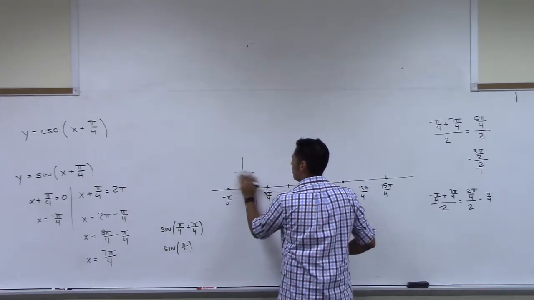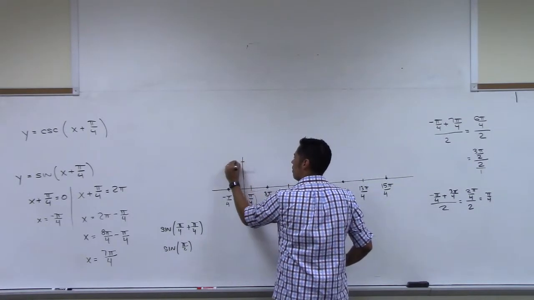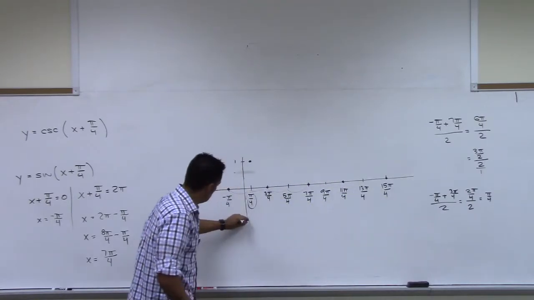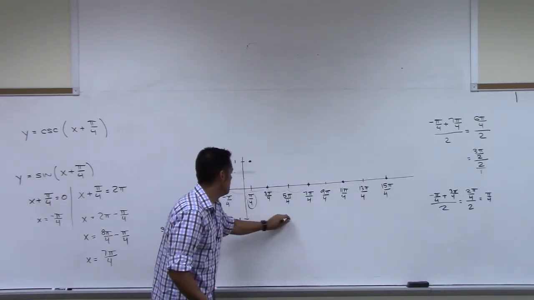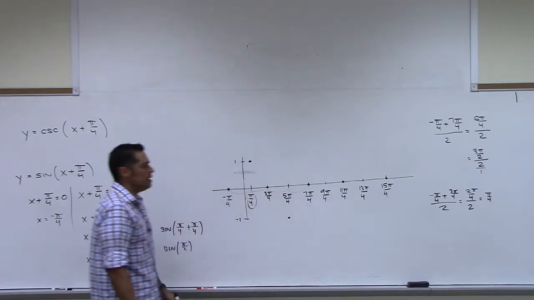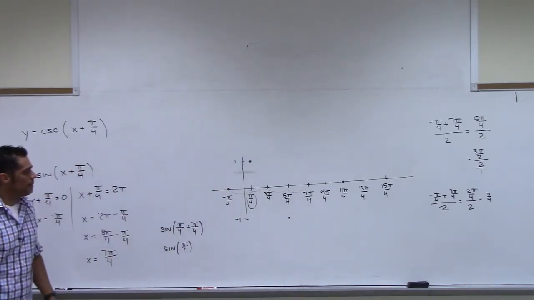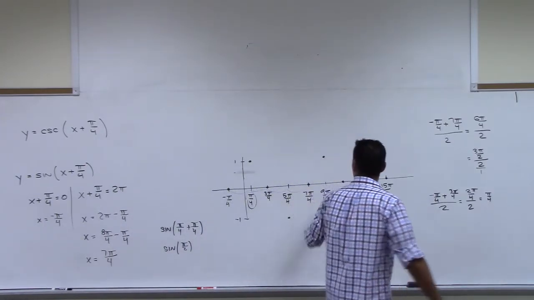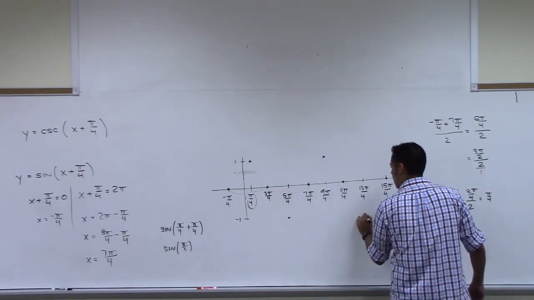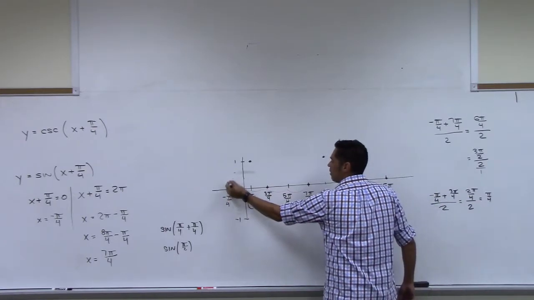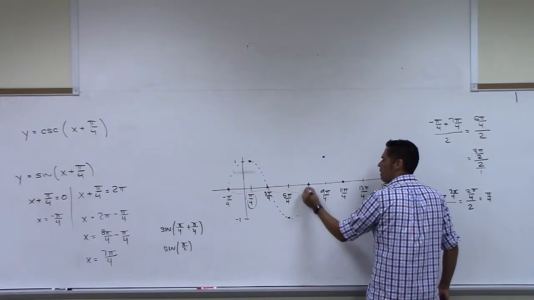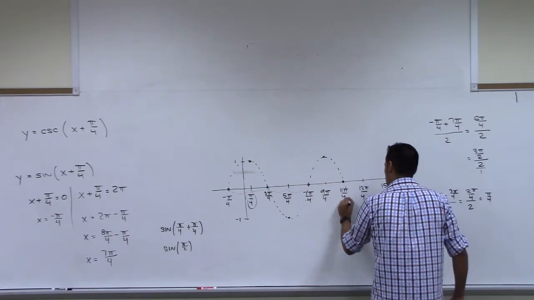Let me move this up just a little bit. 1. And then here, -1. And then what would it be at 9 pi over 4? 1. And then at 13 pi over 4? -1. And now I can draw my sine curve. Now I'm going to do it dashed because this is not my final picture.